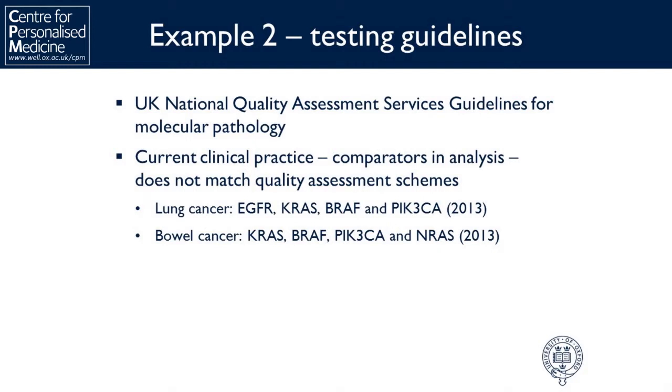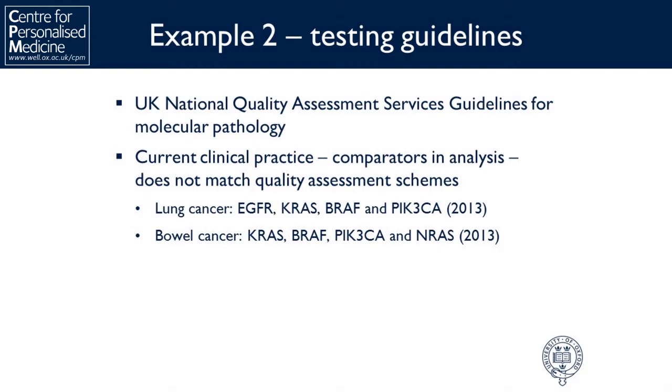However, they do not match current clinical practice. So in the Oxford lab, if someone is being diagnosed with lung cancer, they would initially test for EGFR, the single gene test on Cobas, followed by PGM, which would cover the additional genes as well. For bowel cancer, they would initially just test on PGM, because for NRAS the shelf life is quite short. But there's a difference in terms of the clinical practice and guidelines.